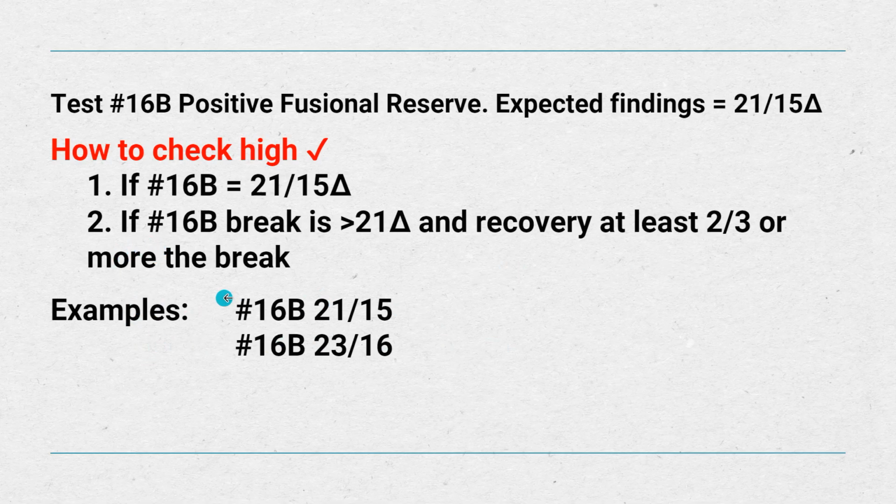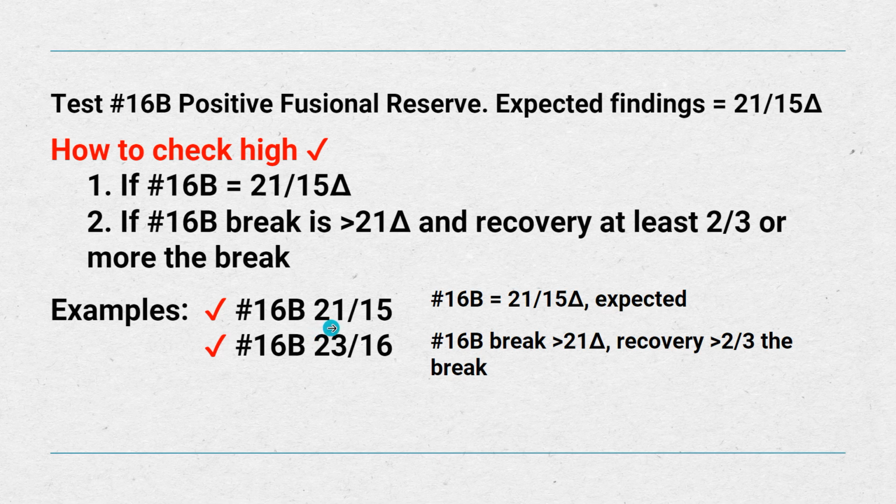So for example, muna siya example ha. Sa kining first example nato is, since the same man siya sa expected na finding, so gi-check high siya. As for the second example, ang iya break is more than 21. And also, ang iya recovery is more than two-third the break. So, ang ato recovery nga ri is ang kining 16, unya ang kining two-third the break is ang two-third aning 23, which is equal to 15.33. So, mas dako man ng 16, so gi-check high siya.